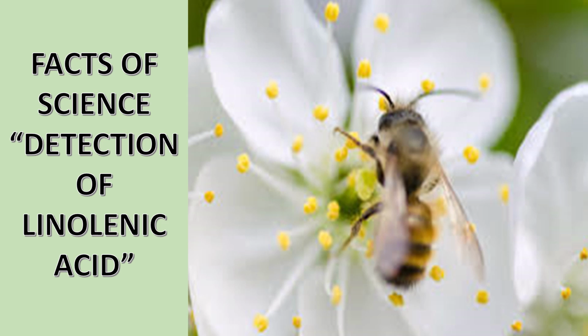Friends, in this video, I will tell you how to detect an unknown compound. I will tell you how combustion of linolenic acid occurs and how we can detect linolenic acid. Linolenic acid is an organic compound. It is a fatty acid, meaning it contains a carboxylic group and a carbon chain. When this fatty acid is burned in the presence of oxygen, combustion occurs and carbon dioxide and water are formed. So with the help of the combustion reaction, we can detect the compound.